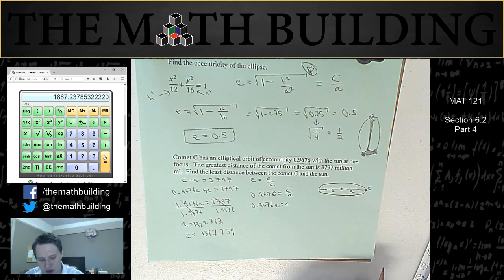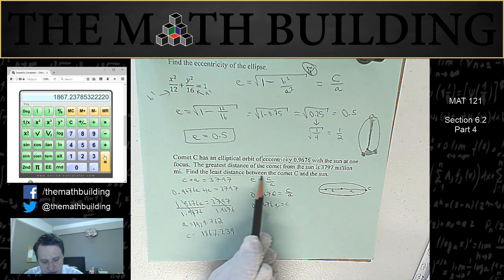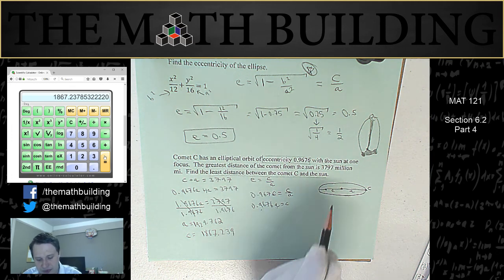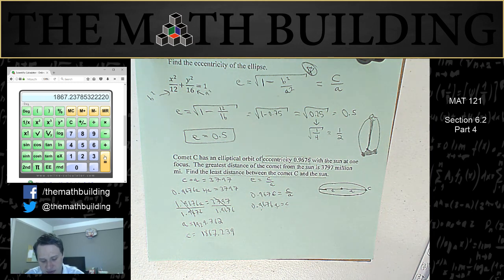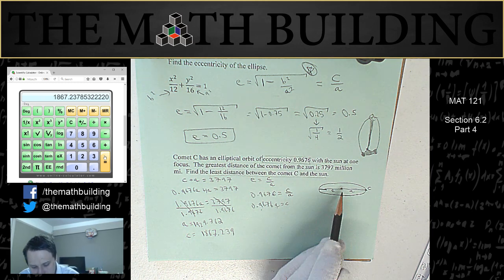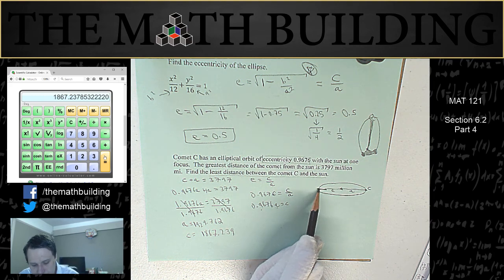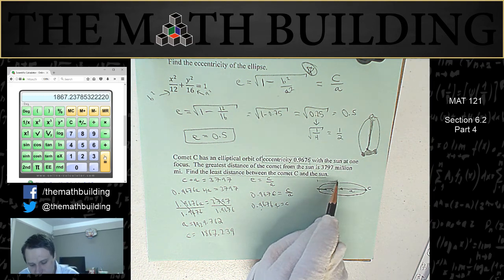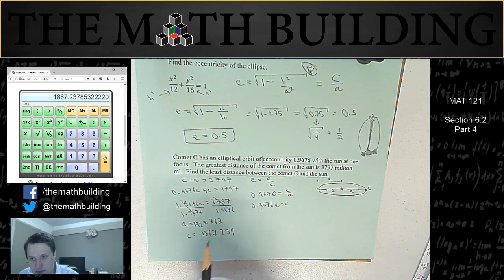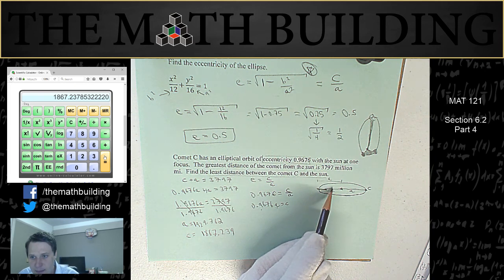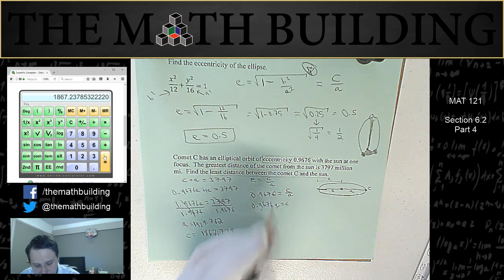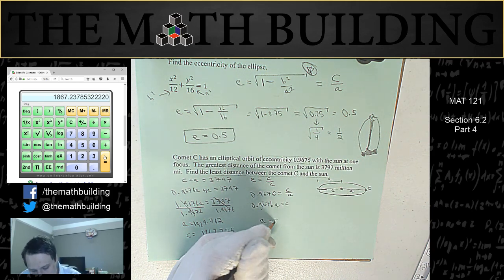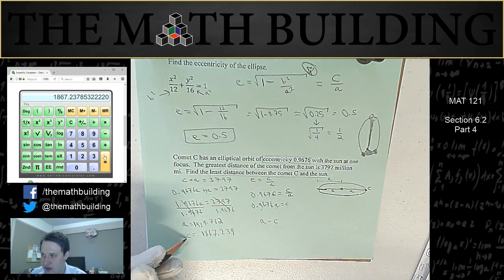So what are we trying to find? We want to find the least distance between the comet and the sun. And that's going to be that distance right here. So what distance is that going to be? Well, remember, from here to here, this distance is also equal to A. So if we do A minus C, that'll tell us this remaining distance right there. So the answer is going to be A minus C. And we've got A and C right here.